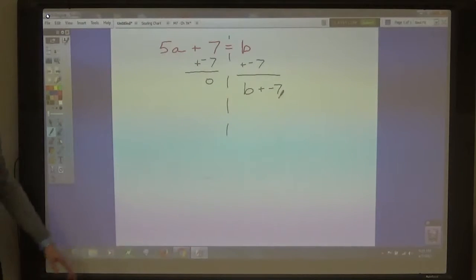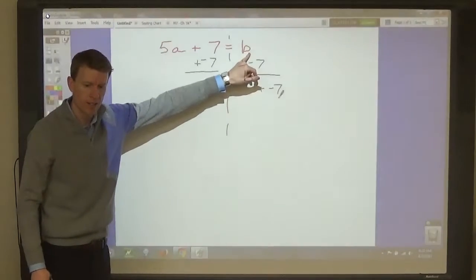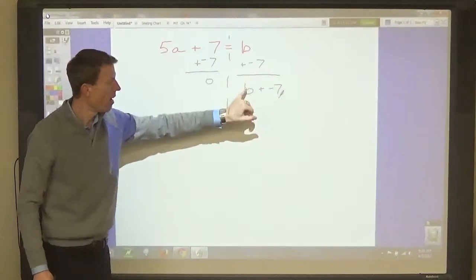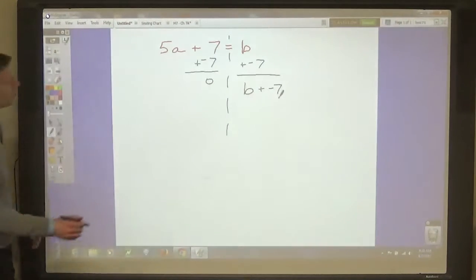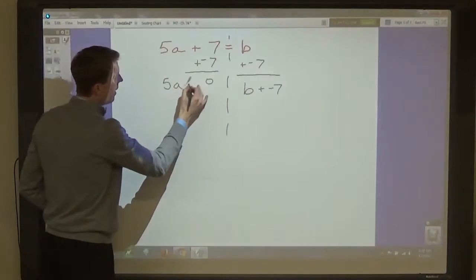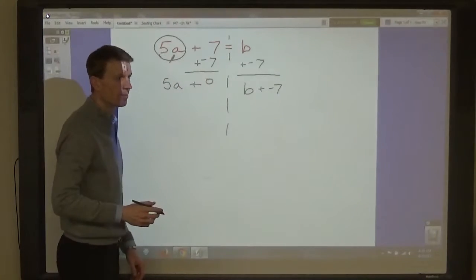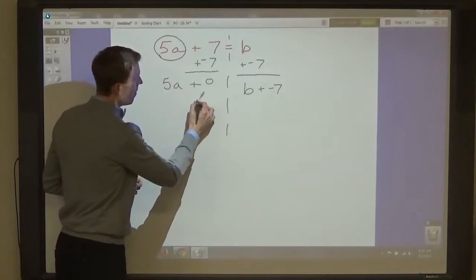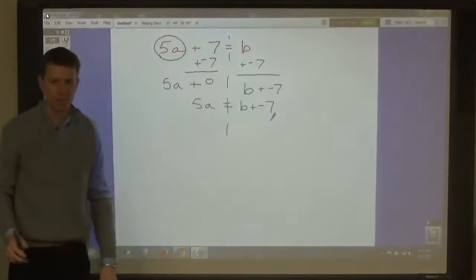So that's one of the differences here: we don't have a number on this side, we have a letter. When we add them, we only add like terms, and if they're not like terms, you have to keep them separate. Now, b plus negative 7 is equal to 5a plus 0, so we just bring the 5a down. So 5a is equal to b plus negative 7, right?